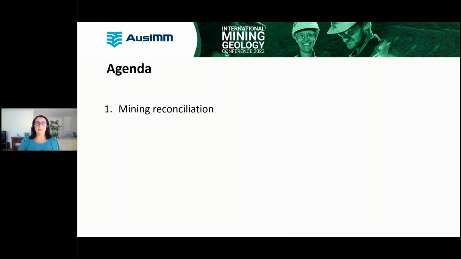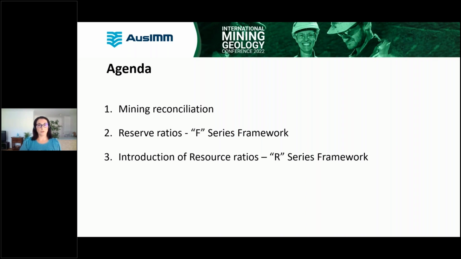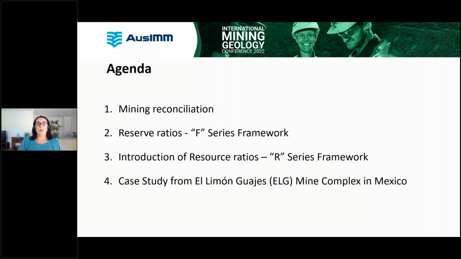We will start by examining conventional mining reconciliation. We all need to be on the same page before I get into the framework. We will look at an overview of the F series framework, so those reserve ratios, before we start to introduce a new R series framework, so factors all around the resource model. I'll go through a case study from the El Limon Juarez mine complex in Mexico to demonstrate how the R factor series can be implemented to facilitate operational optimization over and above the F series reconciliation treatments.